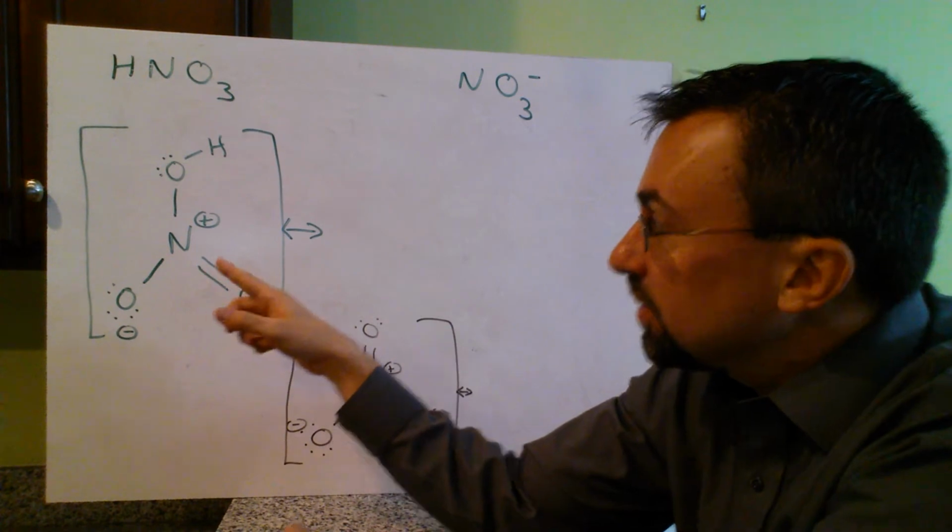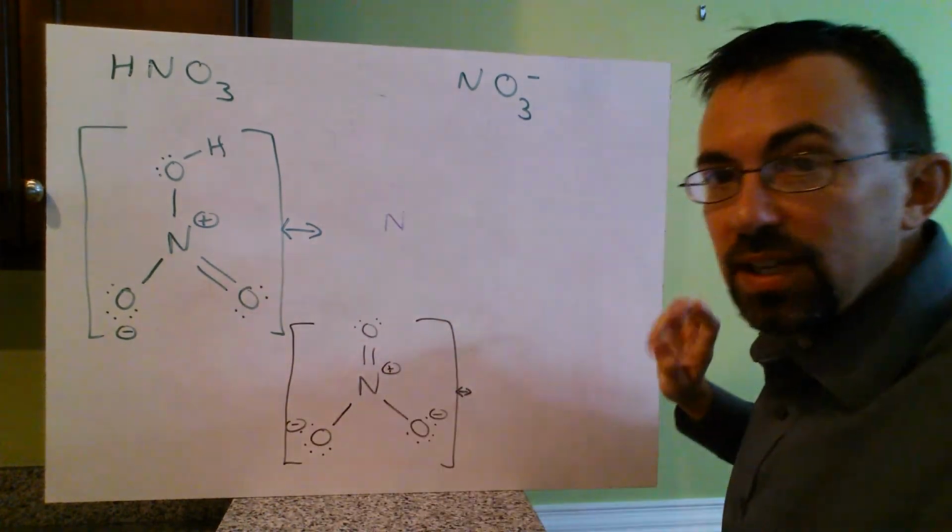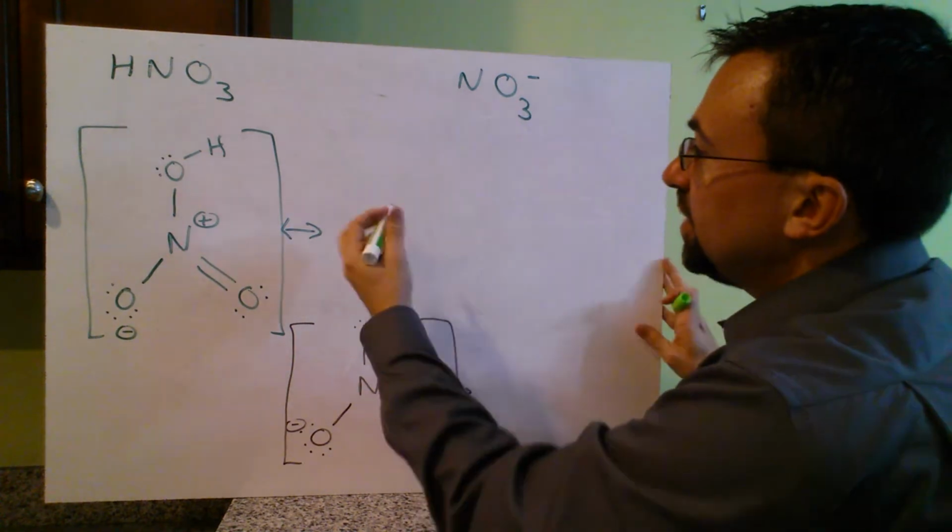So is there anywhere else I can put that double bond? Here's the key when you're doing resonance: you can't move any of the nuclei, i.e. you cannot move the letters. So if I have an N in the middle, I have an N in the middle.